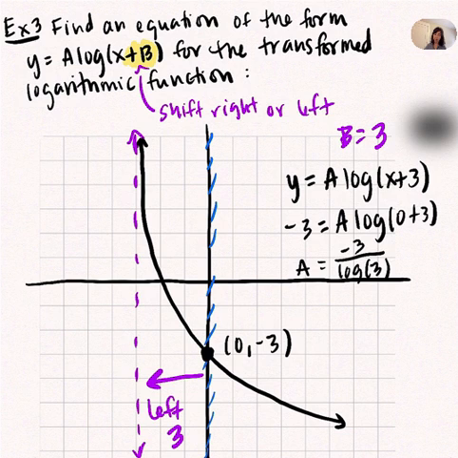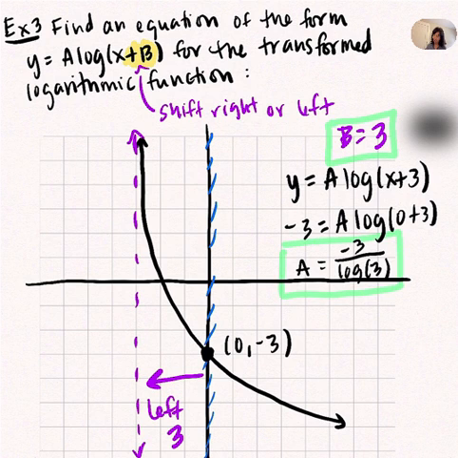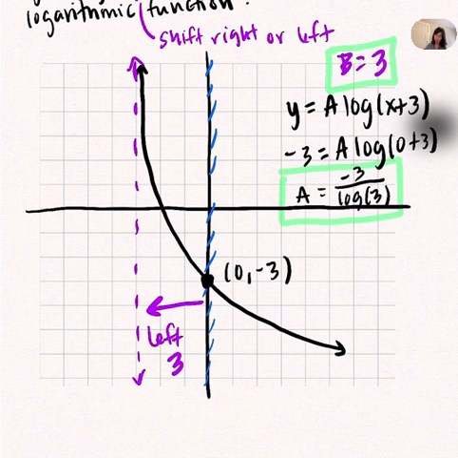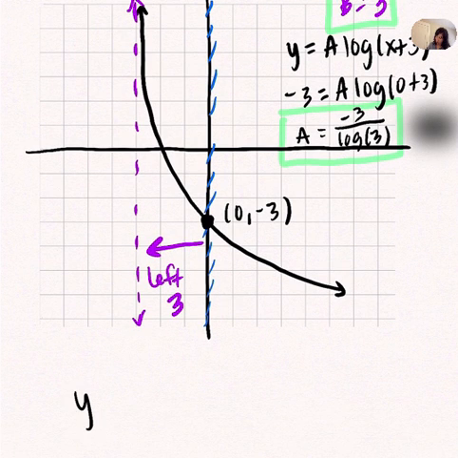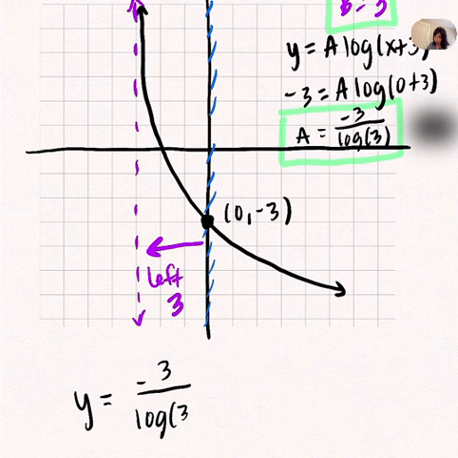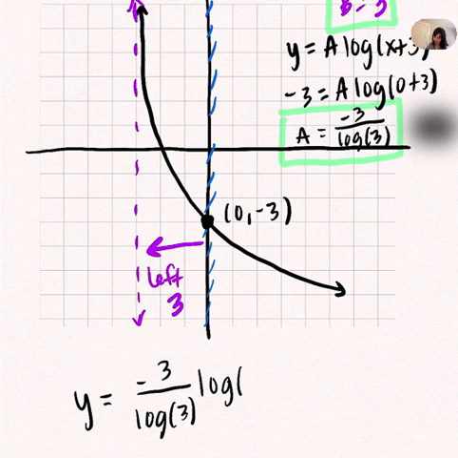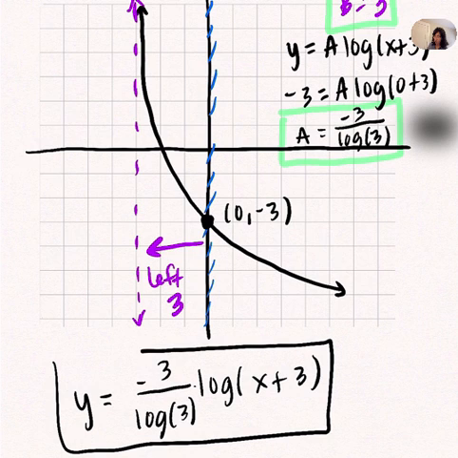So what we have here is a specific b and a specific a, and we can write out what our equation for this function is. So we now know that y is equal to negative 3 over log of 3 times log of x plus 3. Now if I had used a different point on this graph to find a, I would get another equation, or a slightly different expression right here, but it's still a correct method.